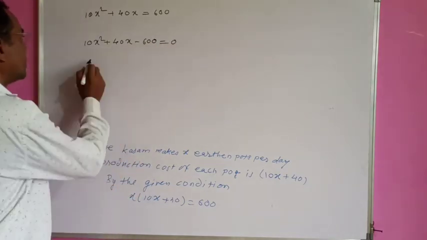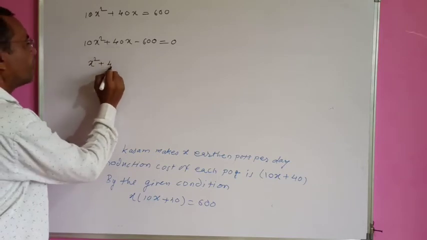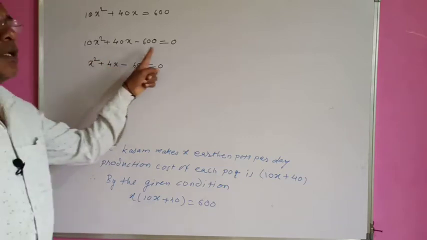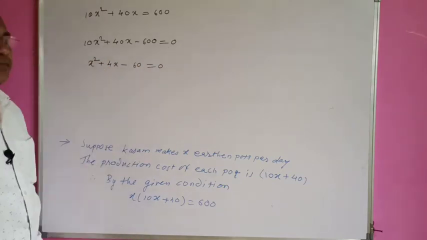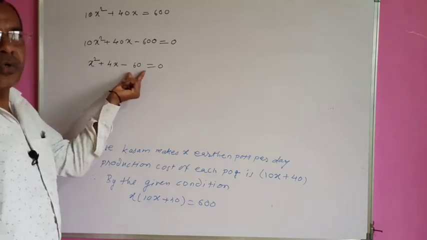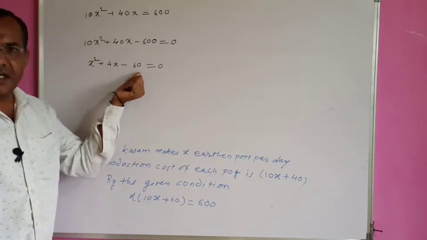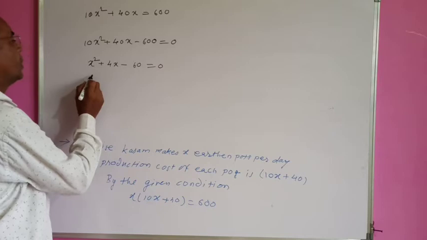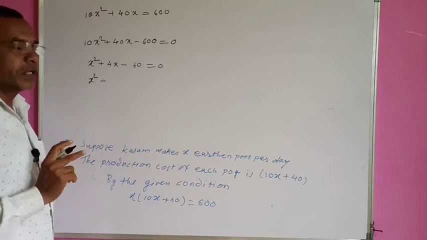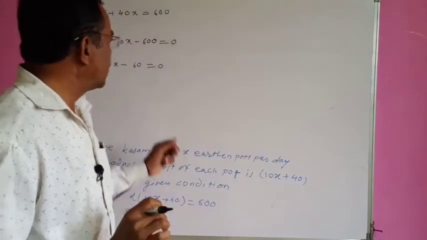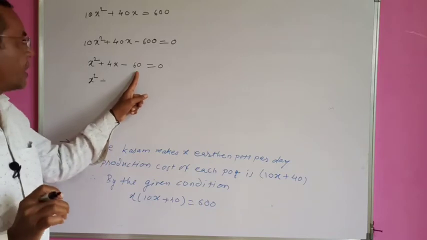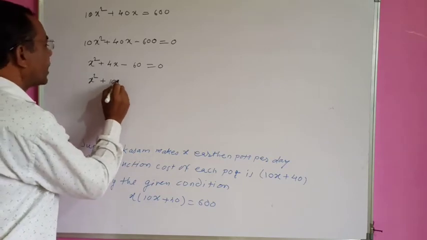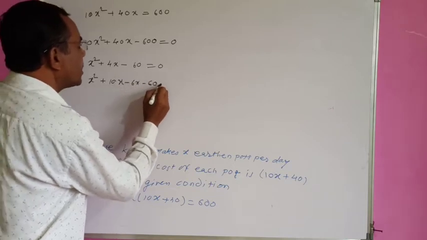10 will be common here. Therefore x square plus 4x minus 60 is equal to 0, dividing by 10. Now we have to find the factors of 60 so that the subtraction must be 4. 10 into 6 is 60, and 10 minus 6 is 4. Therefore we write x square plus 10x minus 6x minus 60 is equal to 0.